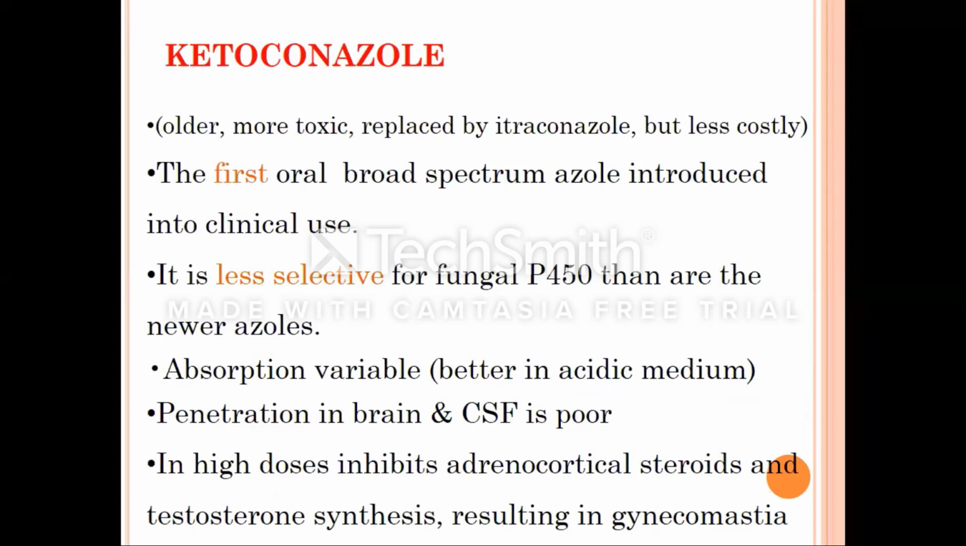Now we will see the individual azoles. The first individual azole is ketoconazole, which is the oldest but toxic azole, which was then replaced by itraconazole. But why is ketoconazole still surviving in the market? Because it is less costly. So in the developing countries, it will be more accepted because it has a broad spectrum and it is comparatively less costly. It was actually the first oral broad spectrum azole which was introduced into the market for clinical use.